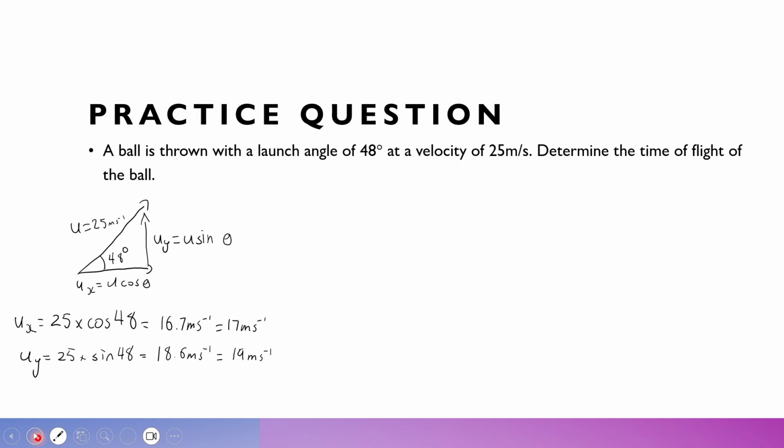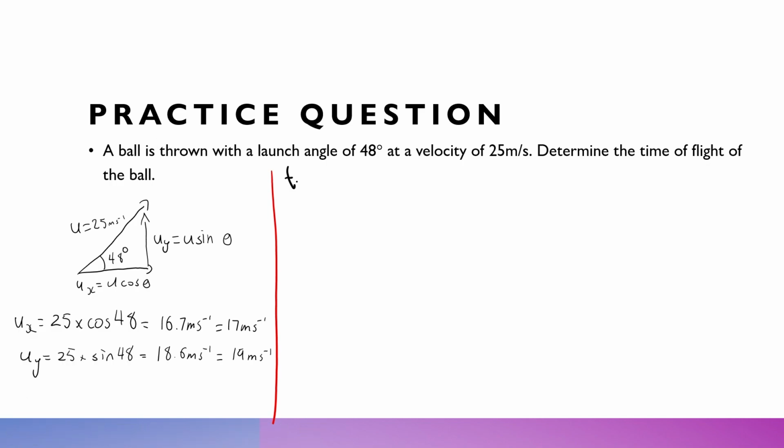Now, in our practice question, when we're looking at our ball being thrown, we are going to assume that the time of rise is equal to the time of fall. So in this solution, we're going to first calculate the time for the projectile to rise, and then from there it'll be very simple math to calculate the time of fall and therefore the time of flight.